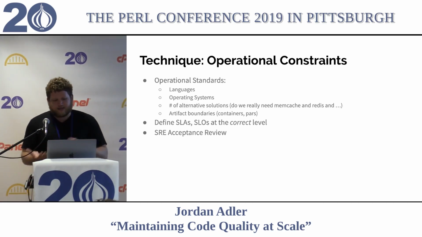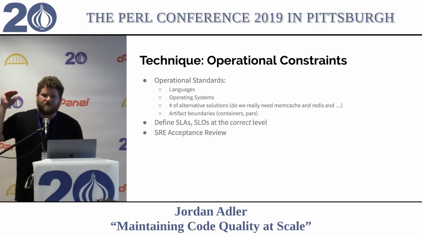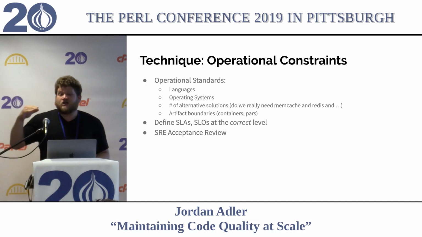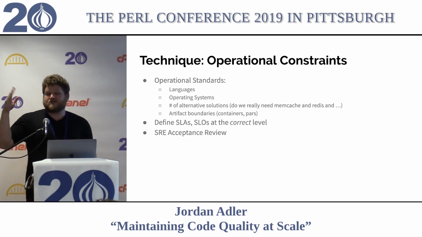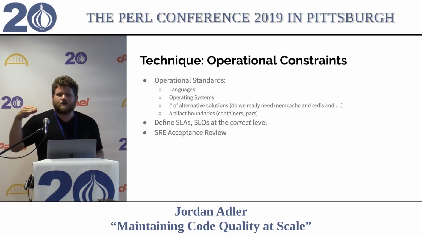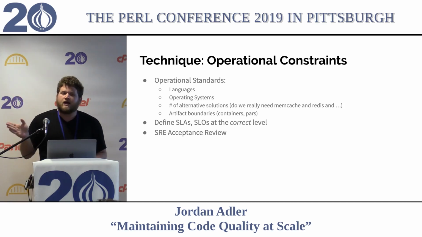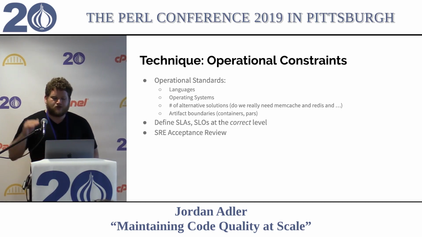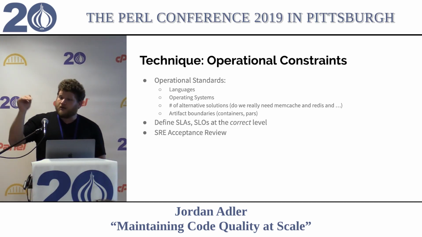Defining SLAs and SLOs at the correct level. If you say, hey, I want to be available 99.95% of the time, and you go over that, you're really kind of doing yourself a disservice, right? Because you're spending time on making your software more available than it needs to be. And you ought to be spending your time on making other parts of the system better. So making sure that you have SLAs at the correct level and that you're meeting those is important.